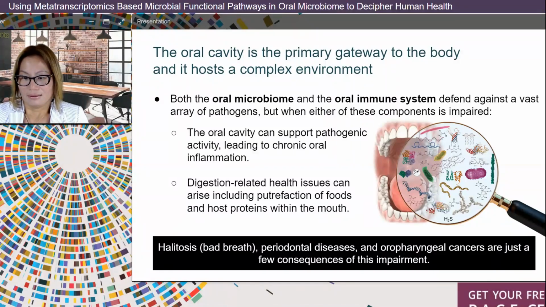For example, the oral cavity can support a pathogenic activity leading to chronic oral inflammation, toothache, all these kind of things. And digestion related health issues can arise, including putrefaction of foods and host proteins within the mouth. And showing at the bottom, the halitosis, also known as bad breath, the periodontal diseases, and oral and throat cancers are just a few consequences of this impairment.